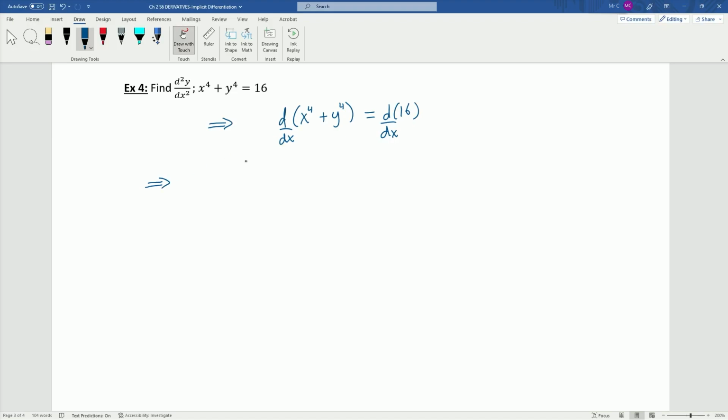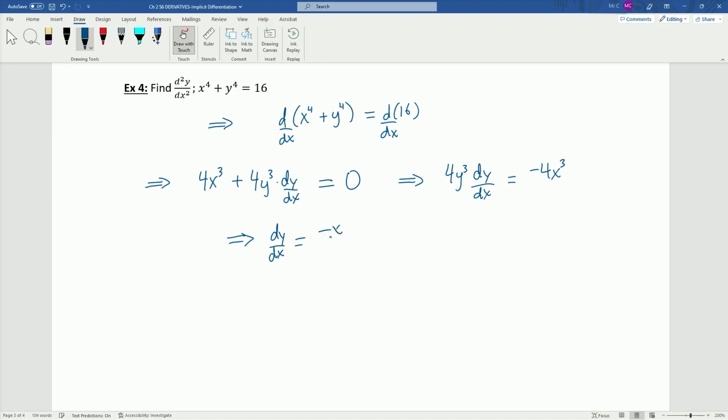So the derivative of x to the fourth is going to be 4x cubed plus 4y cubed times dy/dx equals the derivative of 16, which is 0. I move the 4x cubed across. That gives me 4y cubed dy/dx equals negative 4x cubed. And I divide the 4y cubed across, and I get dy/dx equals negative x cubed over y cubed.